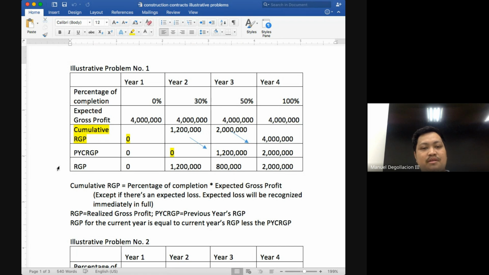Okay, but again, how could you have solved for the 0 in year 1? Simply 0 times 4 million. How could you have solved for 1,200,000 on year 2? Simply 4 million times 30%. But that's not how I want you to do it, class.